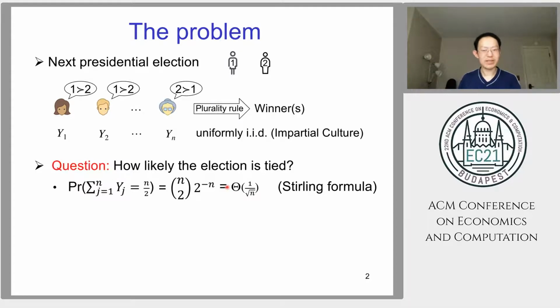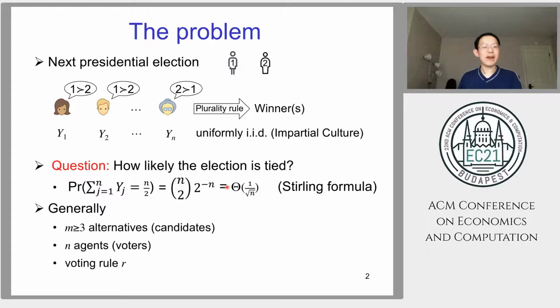So, a pretty easy problem. But the question can be asked for more general cases. For example, for an arbitrary number of alternatives m, candidates, an arbitrary number of agents, n, voters, and an arbitrary voting rule r that has been designed and used in theory and in practice. The mathematical problem we care about is what is the probability of k-way ties under the voting rule for any fixed k between 1 and n.